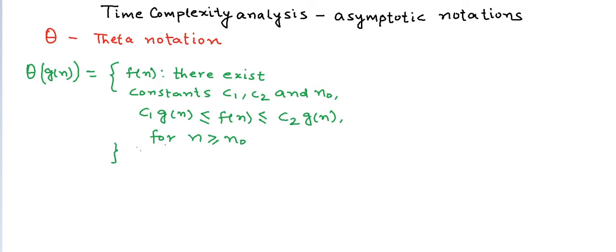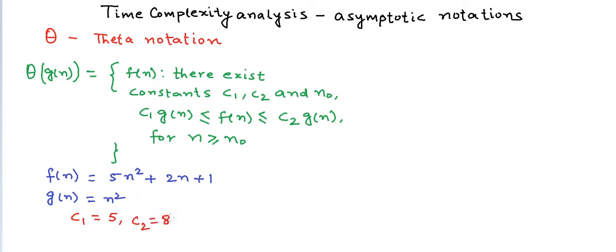And let us pick up an example again. If we pick up the same example that we had picked up earlier for big O and omega notation, f(n) equal to 5n square plus 2n plus 1 and g(n) equal to n square, then we can choose c1 equal to 5, c2 equal to 8 and n naught equal to 1, and our inequality will hold, and we can say that f(n) is actually theta of n square.